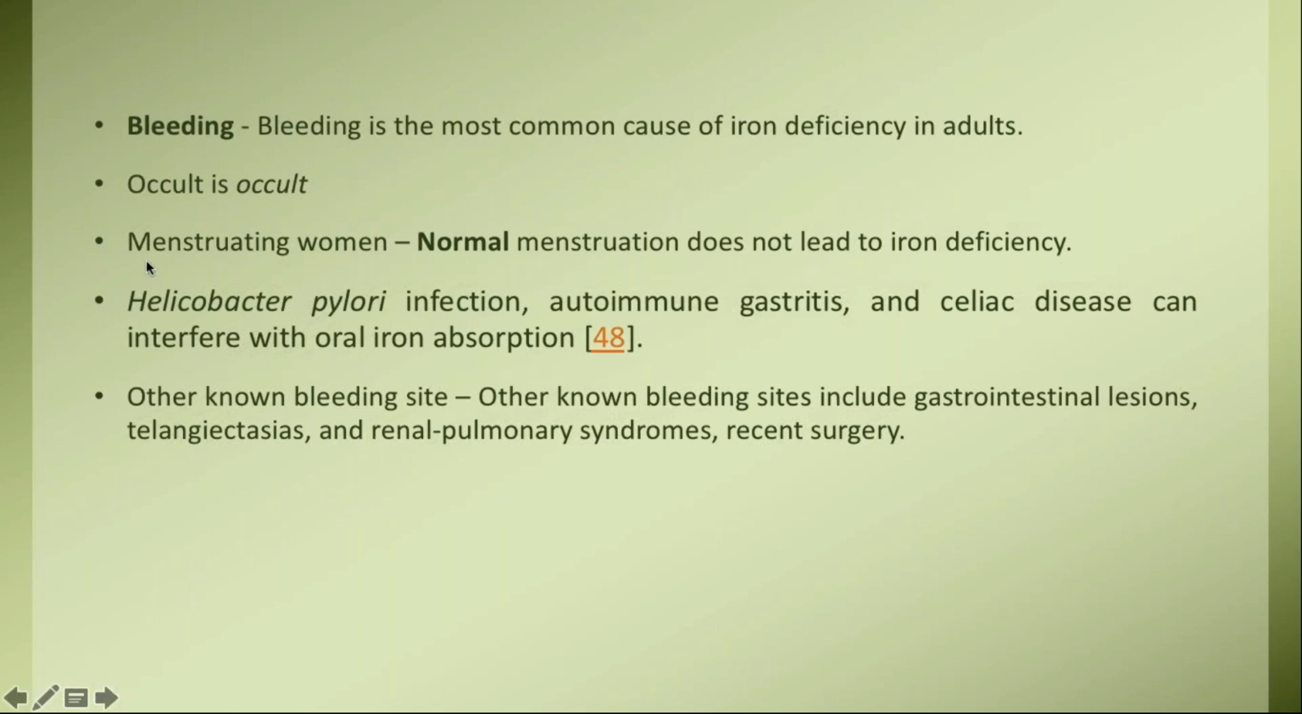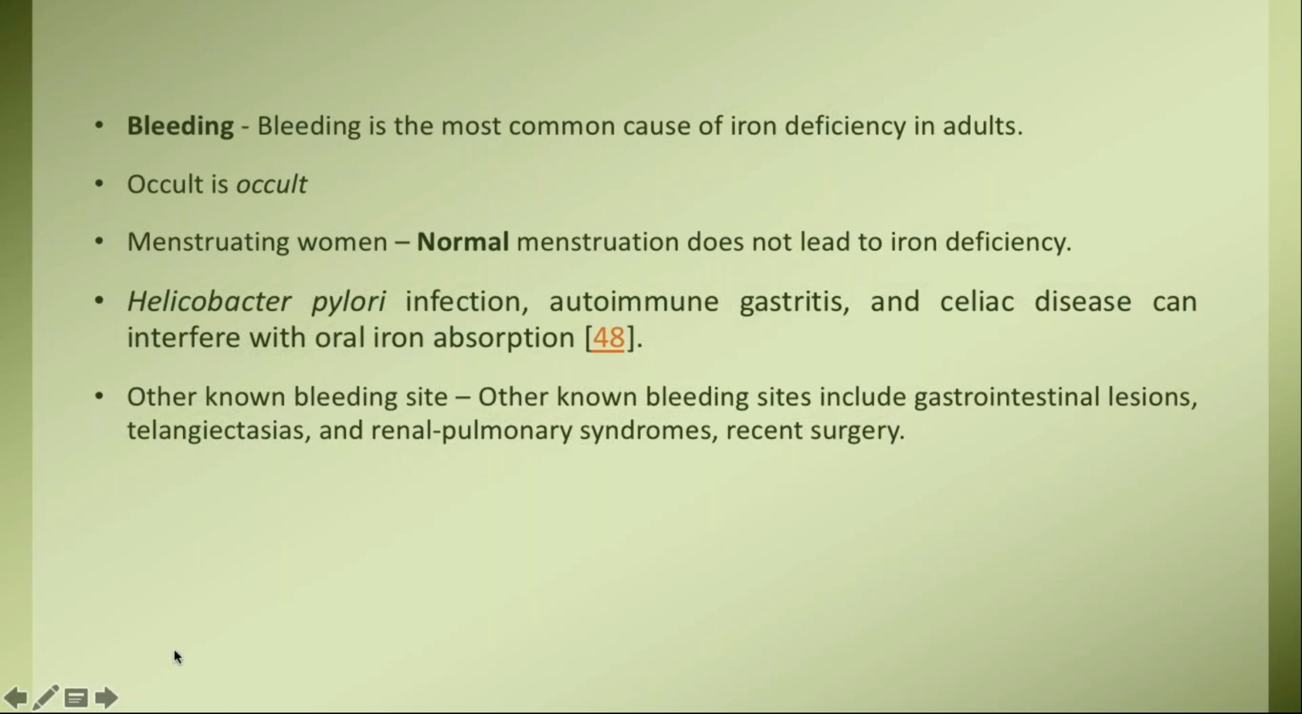Bleeding. When a woman is menstruating, keep in mind, normal menstruation is not going to lead to iron deficiency. I can't tell you how many times I've stood in a clinic and a woman comes back with a low hemoglobin and the doc asks, is she menstruating? No, normal menstruation won't lead to iron deficiency. Let's see, Helicobacter pylori infection, gastritis, celiac disease. All of these might interfere with your patient's ability to absorb iron.